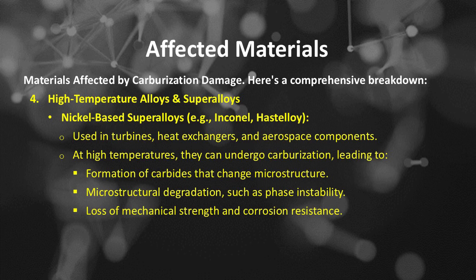Number 3 of materials affected by carburization damage is high-temperature alloys. Superalloys include number A, nickel-based superalloys such as Inconel and Hastelloy, used in turbines, heat exchangers, and aerospace components. At high temperatures, they can undergo carburization, leading to formation of carbides that change the microstructure, causing microstructural degradation such as phase instability, and loss of mechanical strength and corrosion resistance.